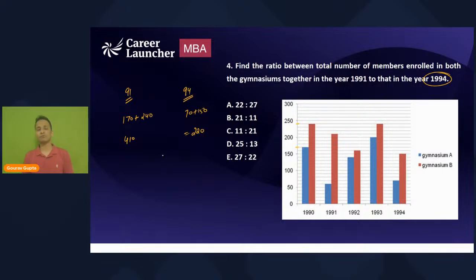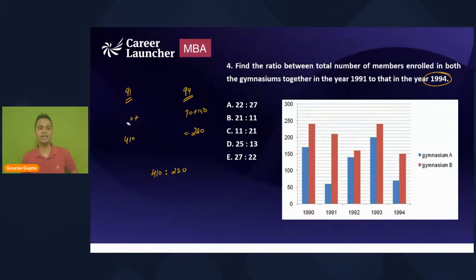Now we have to find out the ratio of this. So 410 is to 220, right? Is it correct? 240 and 170, 300, 410 and 220. So guys, what is the answer that we are getting? Any problem with this? Oh my God. So I have done it for year 1990.